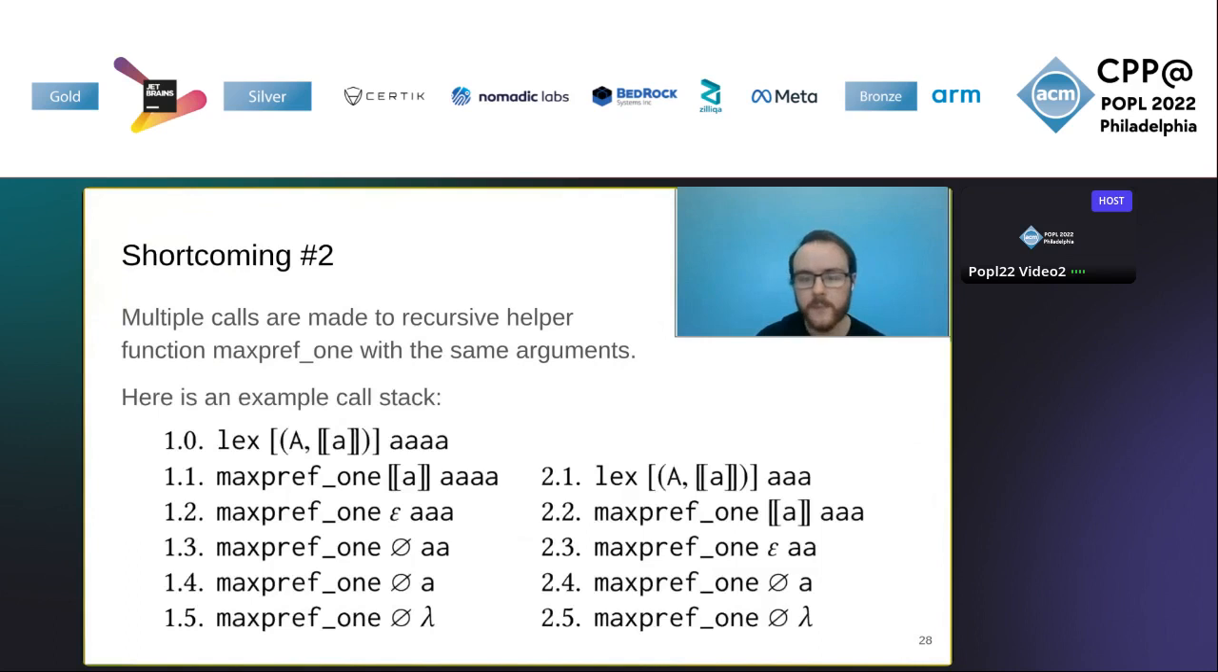So here's an example call stack. Now the goal of these columns is to compute the value at the top, this lex function. All of the calls below that are in service to this lex function. So if we can eliminate calls and still get the right value, that would be lovely. So you'll see in red that we're making some redundant calls. We compute the same thing in 1.4 and 2.4 and the same thing in 1.5 and 2.5. If possible, we would like to not make redundant calls.